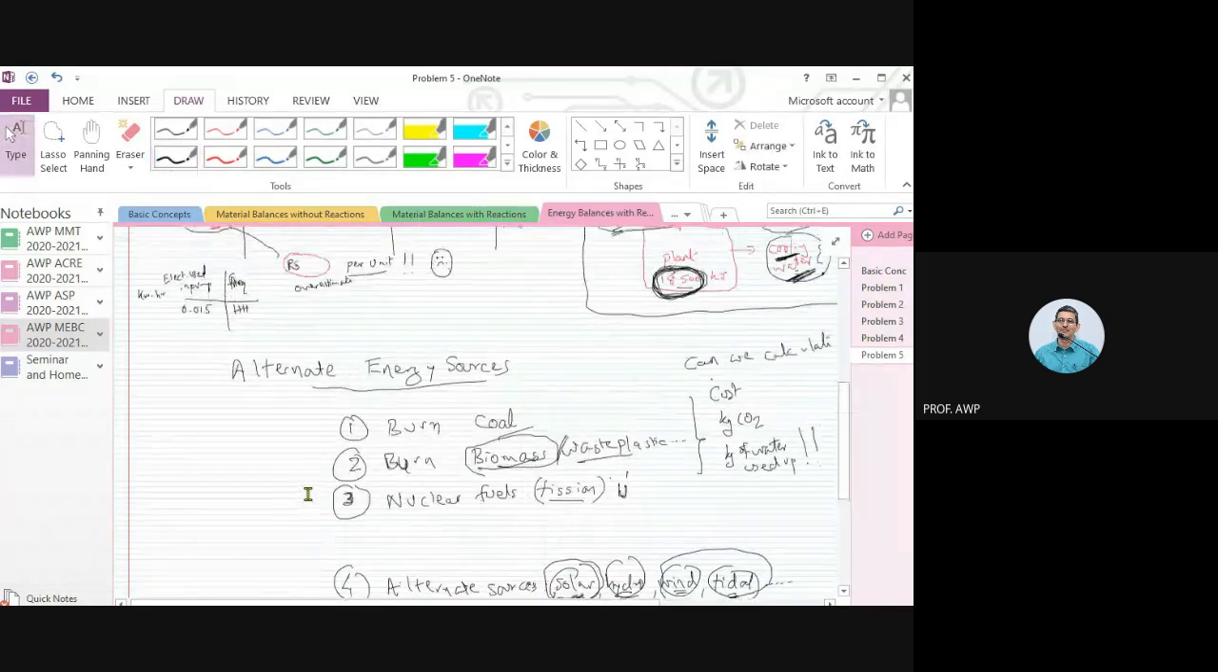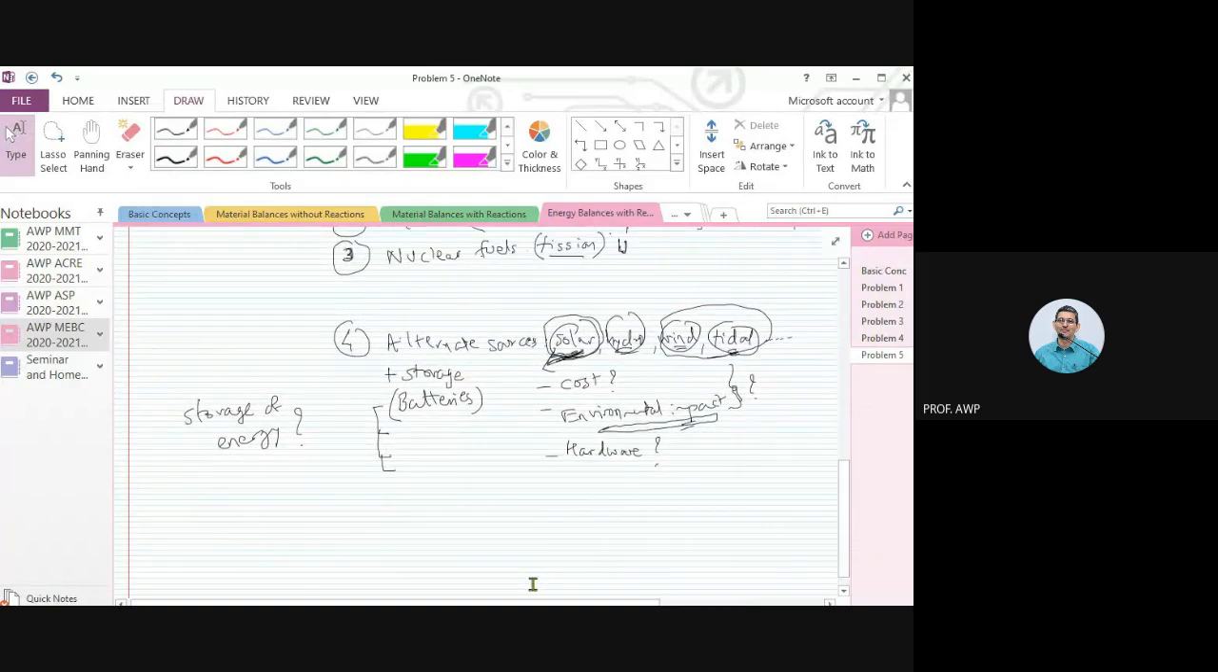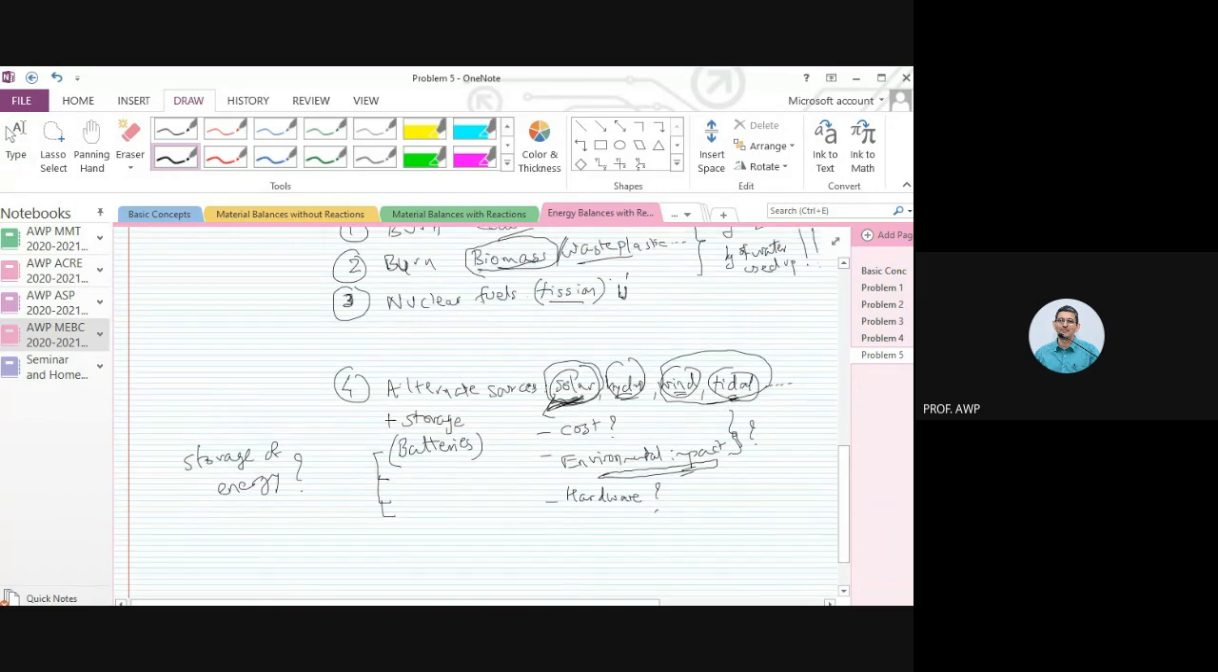So as we are coming to the close of the semester, these are the things that I wanted you to think about. What is the cost? What is the environmental impact? What kind of hardware is required? And storage. What kind of storage would I require? How will I store energy? Batteries is one form. So lithium batteries, sodium batteries. What could be other forms of batteries that we would want to store?